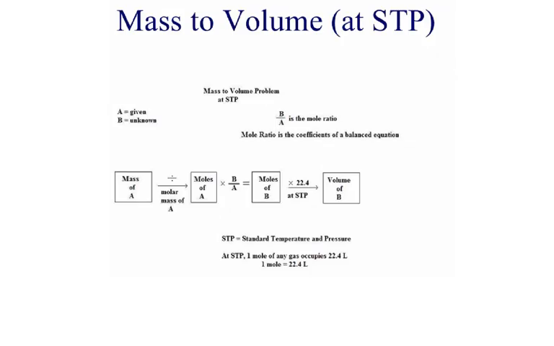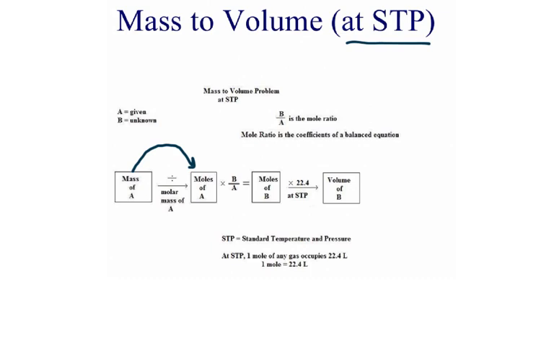Now, let's do the opposite. Let's do a mass to volume problem. This time, you're starting with grams. Now, this shouldn't surprise you. This is pretty simple. The first thing you always do, assuming the equation's already balanced, is change grams to moles by dividing by the molar mass of A or the given. This is again at STP.